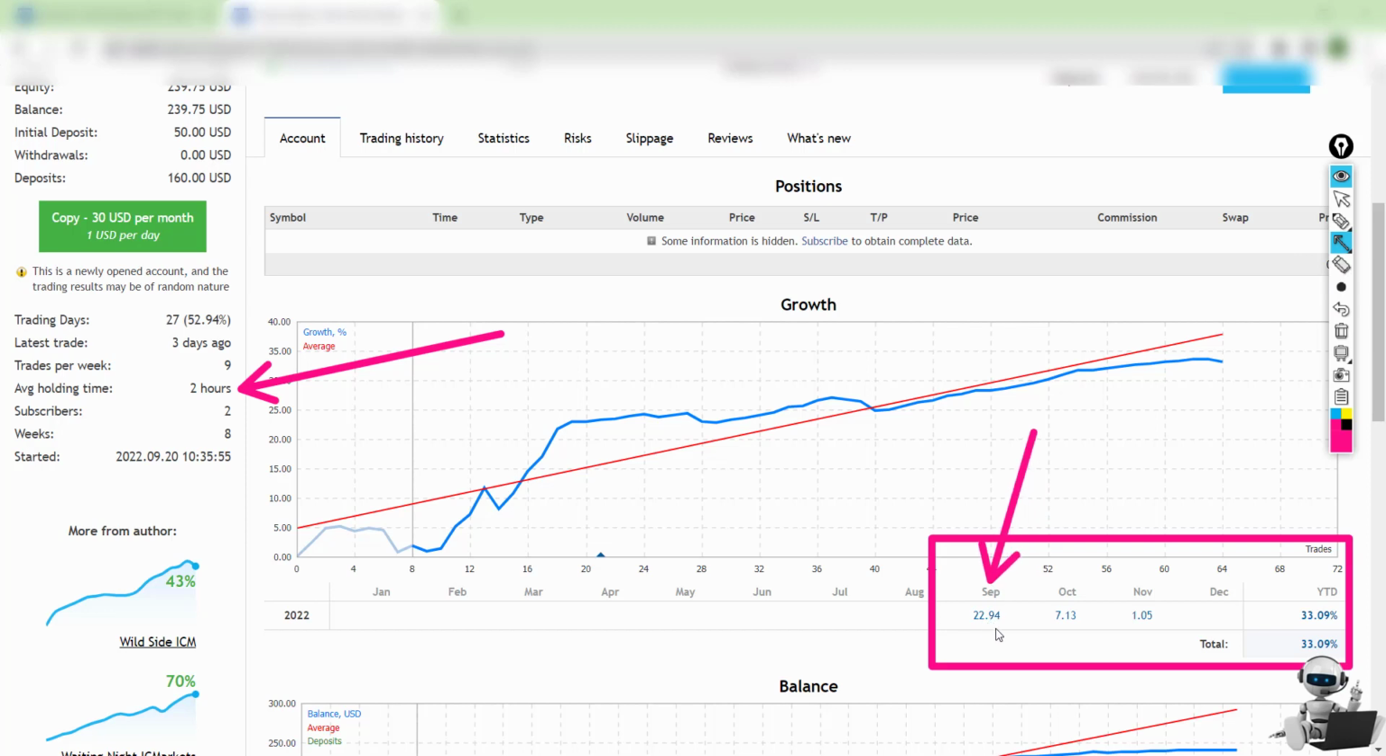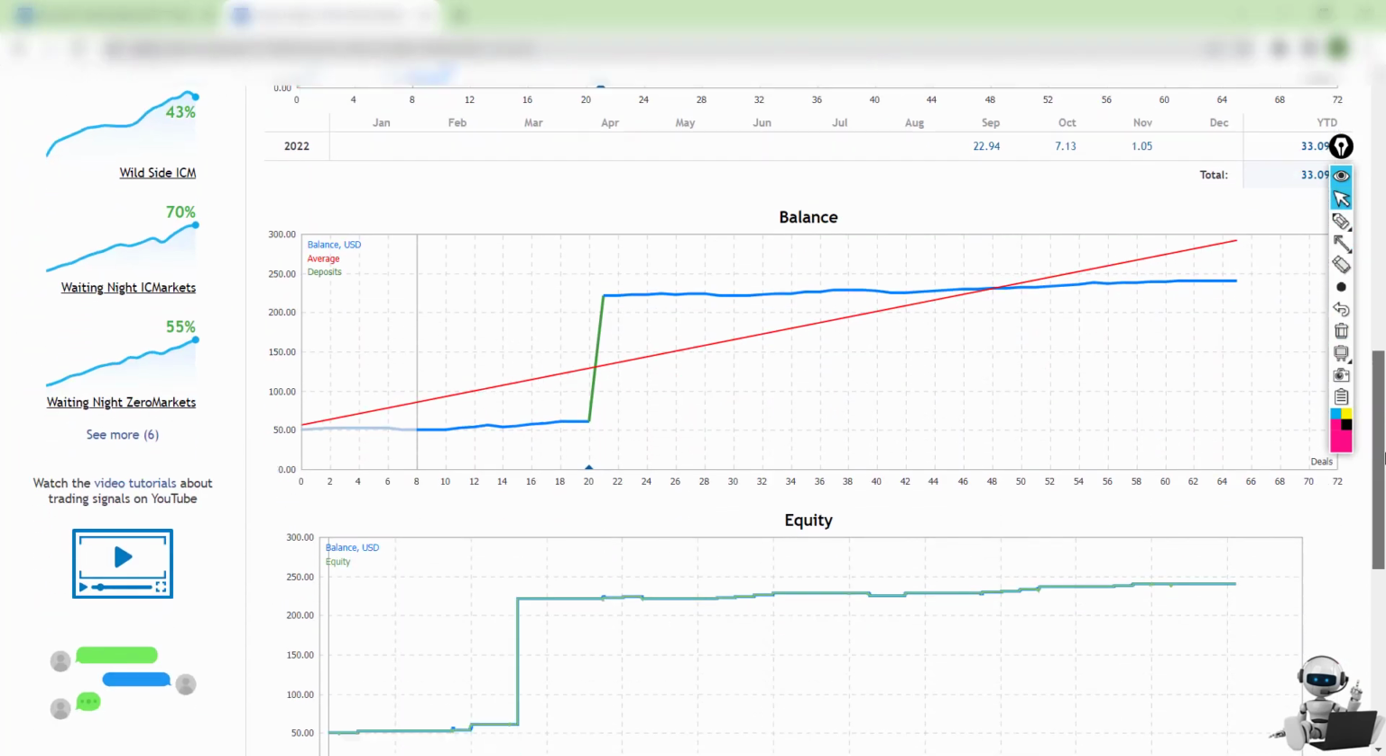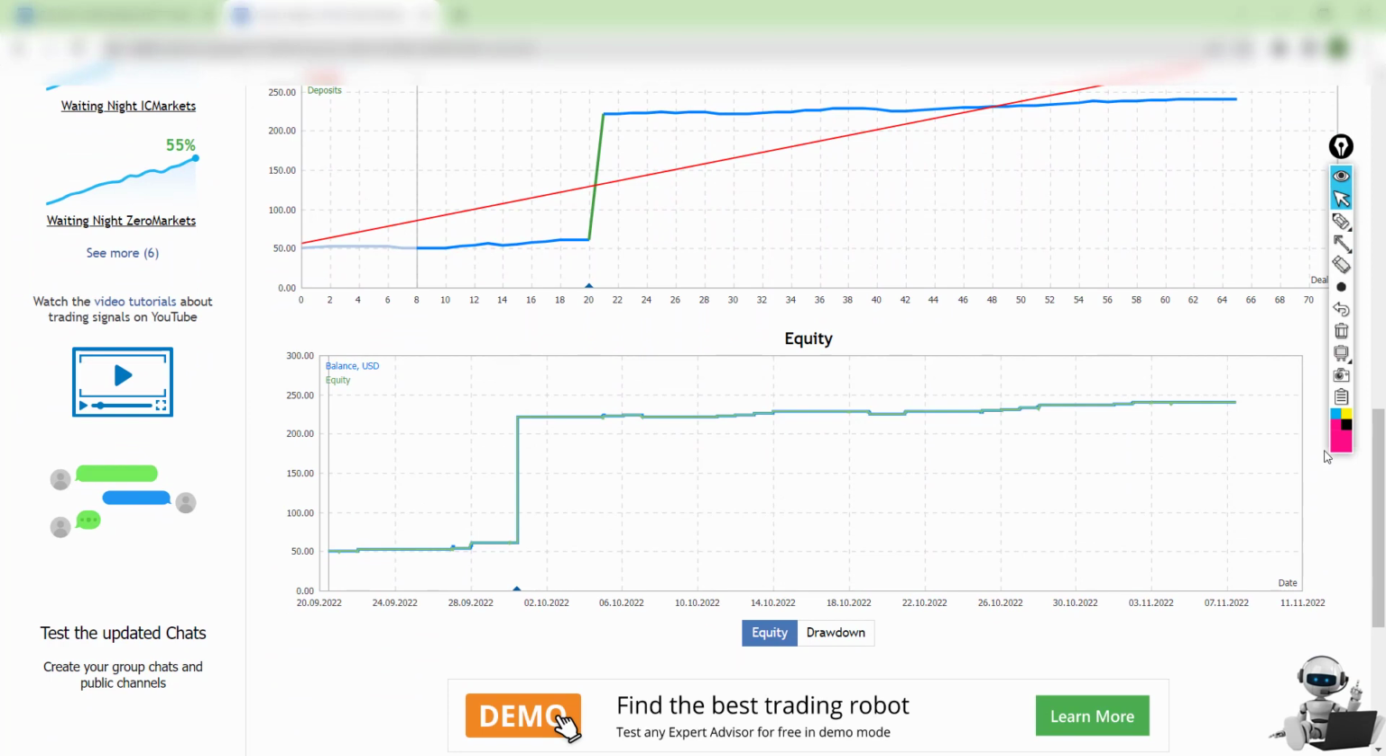In September we have 22%, October we have 7%, and November we have 1%. So it means this is a safe EA for MT5. And another key factor I really like: you see the drawdown curvature.